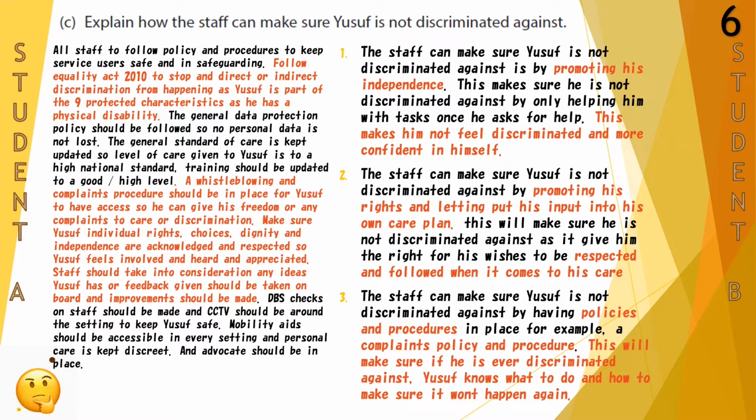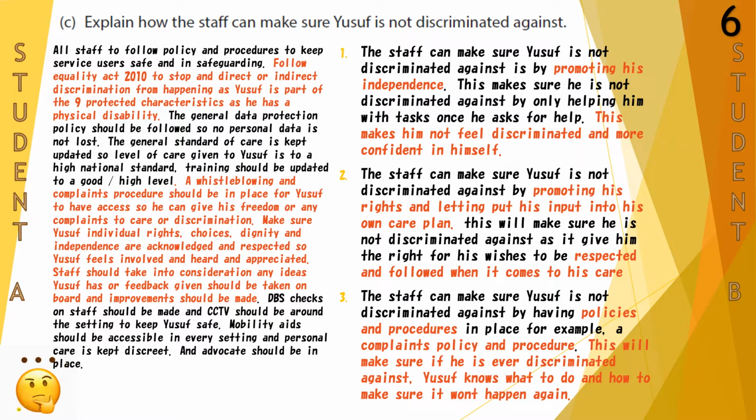So whistleblowing procedures, the main thing about whistleblowing is to raise concerns or issues, and in this case you could use it for Yusuf as a means of raising concerns, particularly if he was being discriminated against, or for his carers to raise issues. They talk a little bit about acknowledgement and respect for Yusuf, staff considerations should be taken and improvements should be made. So that is relevant. That's one thing you can look at, why and how he's prevented from experiencing discrimination: whistleblowing and the Equality Act. Again, the final bit, DBS checks, CCTV.